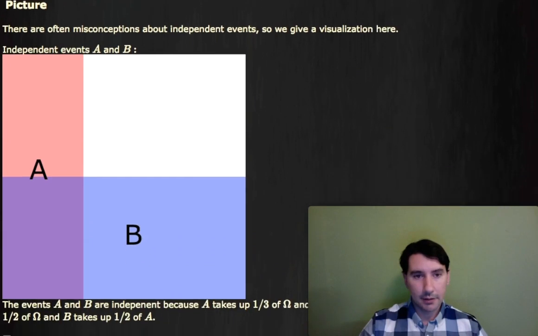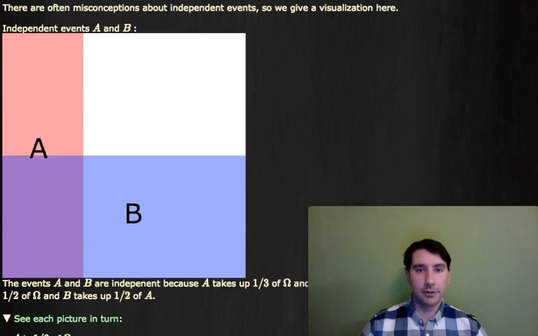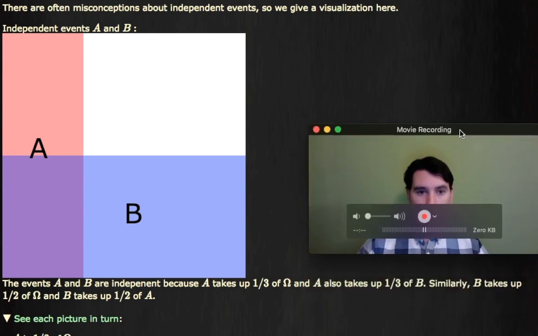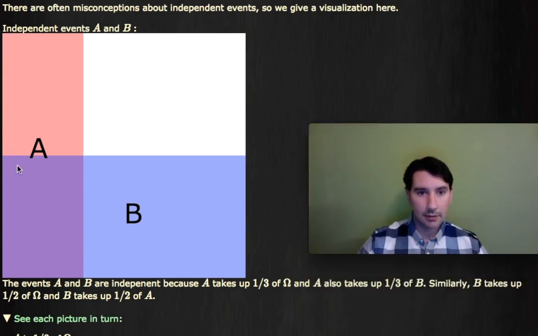Independent events are usually easy to work with, and you're often told that two events are independent. You don't figure out whether they're independent, like we just did above. But there's also a lot of misconceptions about independent events. So I want to give a visualization here. In this case, the sample space is going to be the box, that's omega, and A takes up 1/3 of the box. So we'd say that A has probability 1/3, and B has probability 1/2.